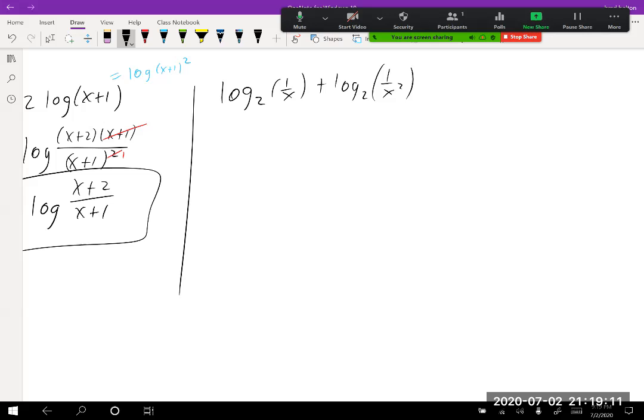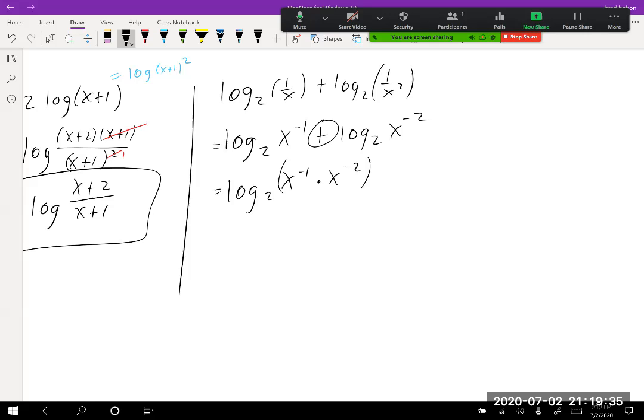Let's look at this other one. This is another cool one. Log base 2 of x to the negative 1 plus log base 2 of x to the negative 2. So this will become log base 2 of x to the negative 1 times x to the negative 2, right? I put them as one log because they were addition. I could multiply. So this becomes log base 2 of x to the negative 3. Okay, so not so bad.